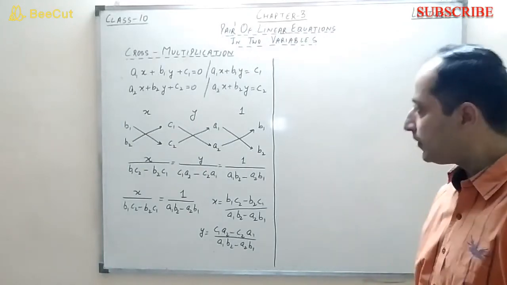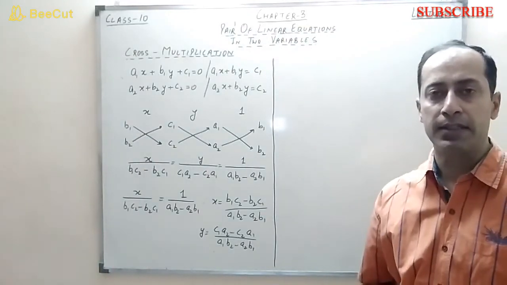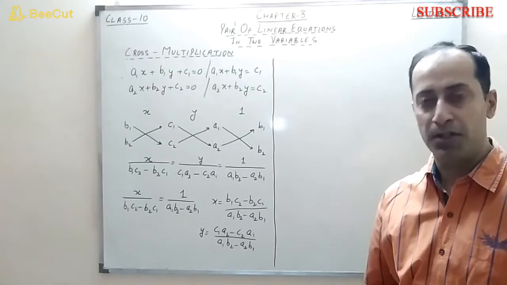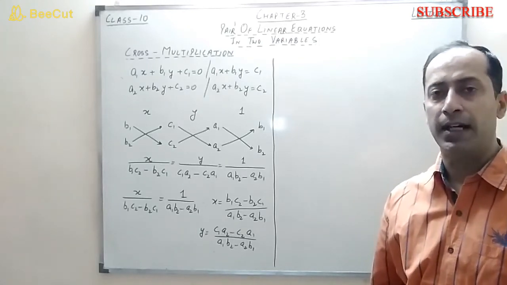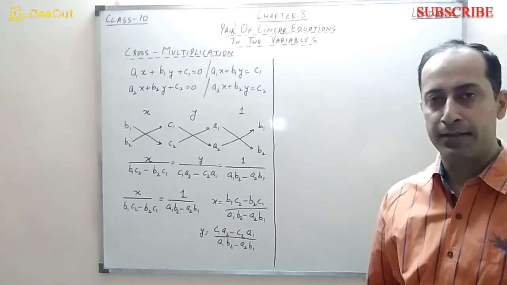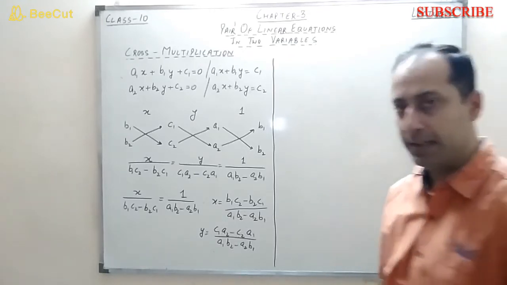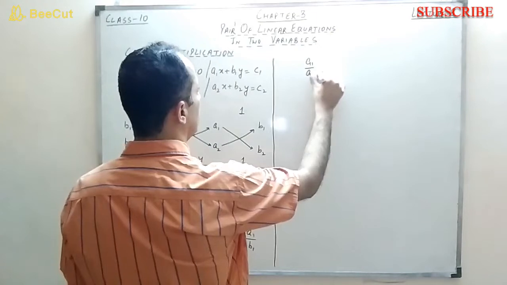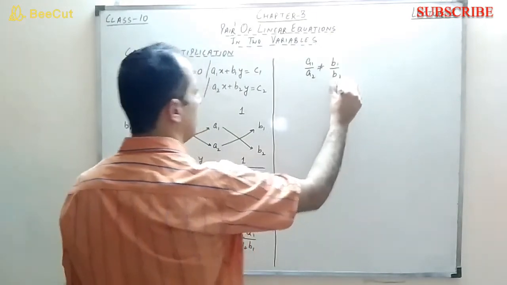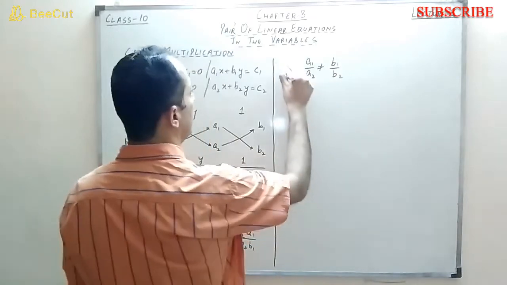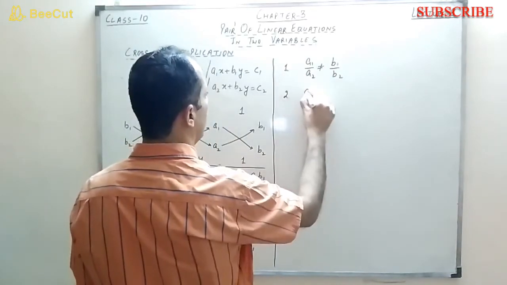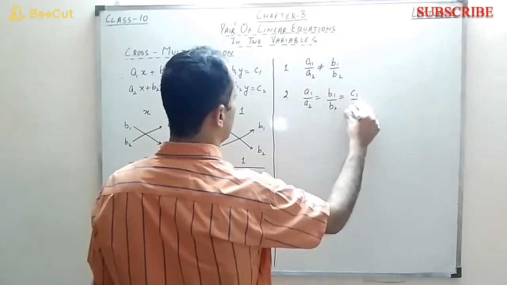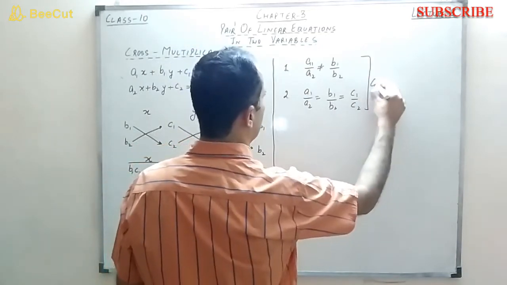Now let's revise one thing more that we discussed in our second lecture of this chapter, the consistency of the equations. We say the equations are either consistent or inconsistent. Now what are the conditions? Let's discuss once again. One case is a1 upon a2 not equal to b1 by b2, and the other is a1 by a2 equal to b1 by b2 equals c1 by c2. In both of these cases, we have a consistent solution.